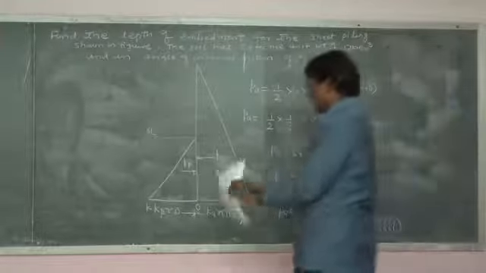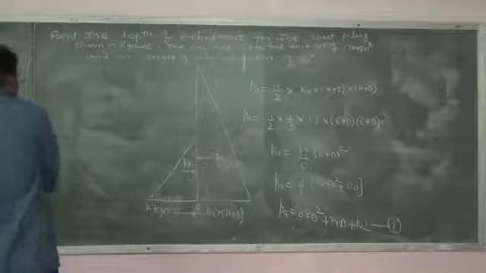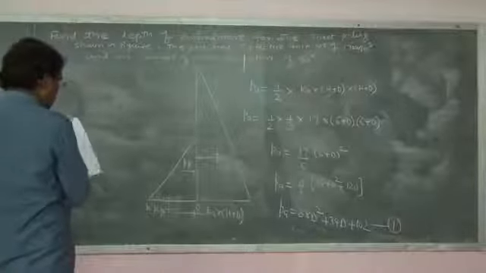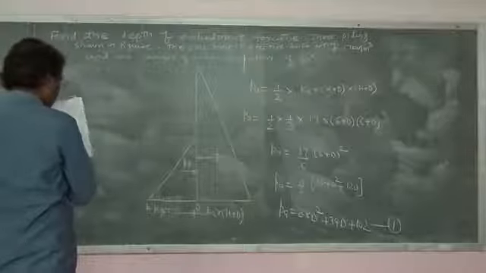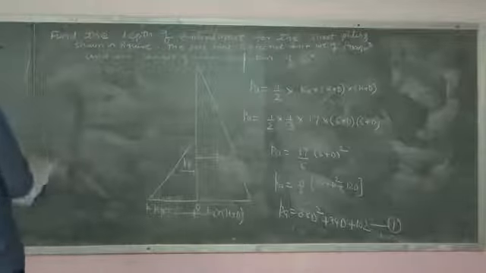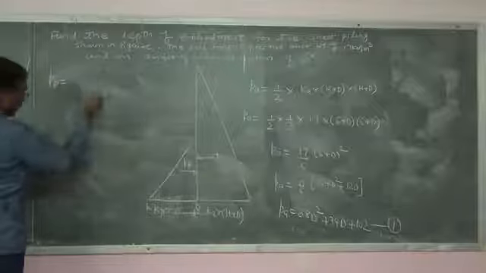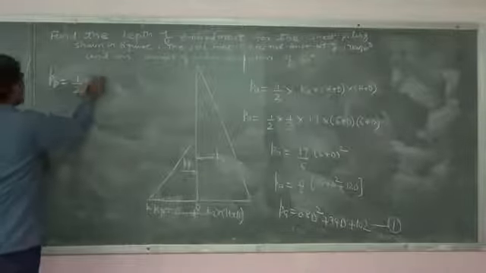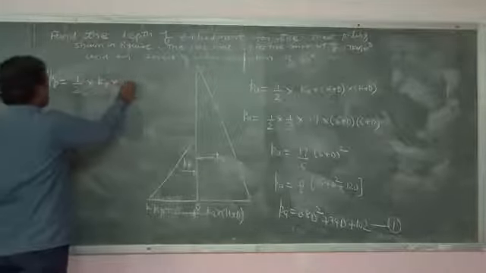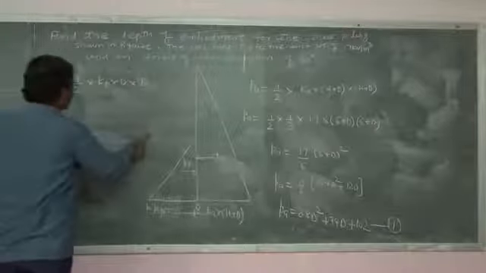Now, coming to this passive pressure. As far as passive pressure is concerned, that is small pp, it is again the area of this triangle. This is half into base, Kp gamma d, into d.